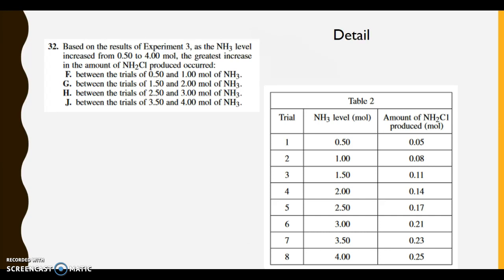we should be able to see the difference. So between 0.5 and 1, we see a difference of 0.03. Between 1.5 and 2.0, we see a difference again of 0.03. And between 2.5 and 3, we see a difference of 0.04. And then between 3.5 and 4, we see a difference of 0.02. So our answer choice is H, between 2.5 and 3, because that was our biggest gap here, as you see over on the table.